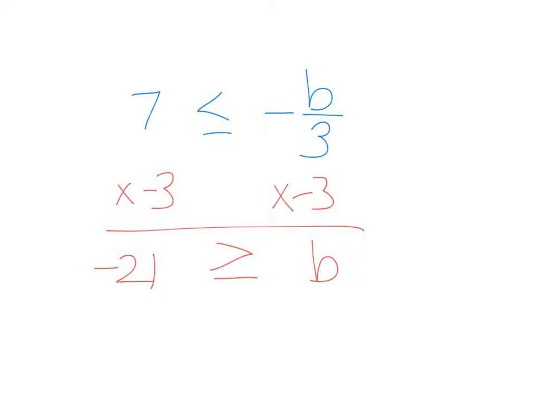So now I'm going to plug in an answer. -21 is greater than or equal to b. So let's see here. If that's the case, let's plug in a number that is less than or equal to -21. So let's plug in -20. Let's make this easier, -27. If I plug that into this equation right here, I end up with -27 divided by -3. That's going to be 9, and 9 is greater than or equal to 7. So I know I have the correct equation here.